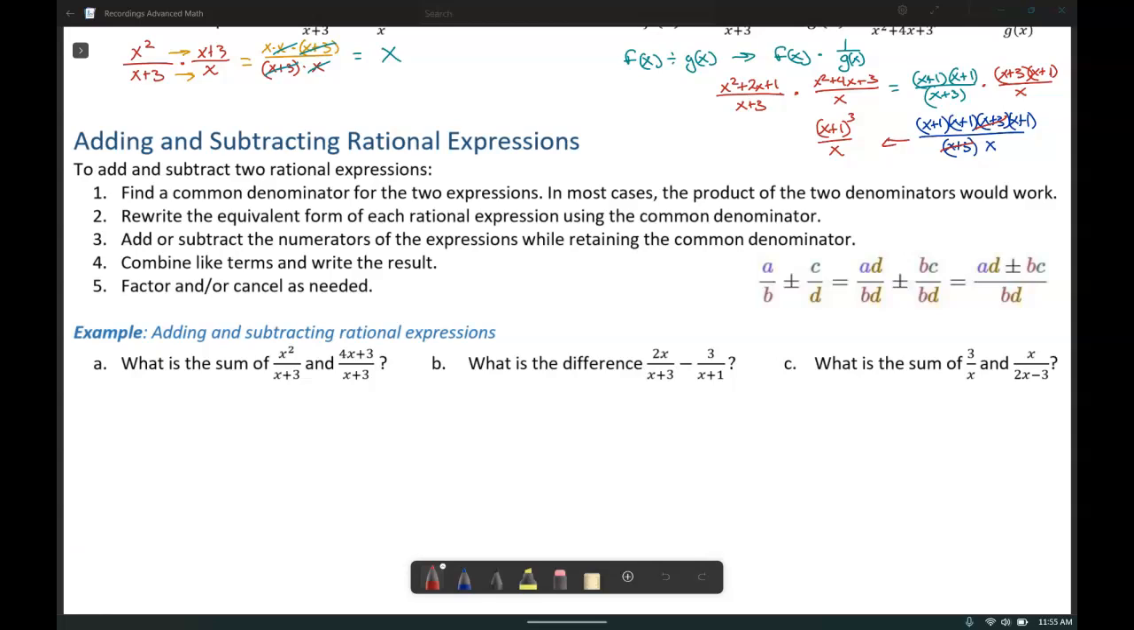Now, adding and subtracting rational expressions will take a little bit more work on our part. Just like with adding or subtracting fractions, we need to make sure that we have a common denominator first. When we're dealing with rational expressions, it's a little bit more involved, but in some ways it can be a little bit easier. Our common denominator is often going to be some form of a product between the two denominators, given, for example, if they are b and d.